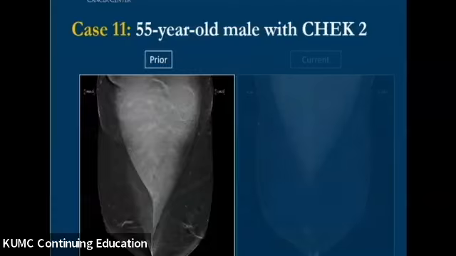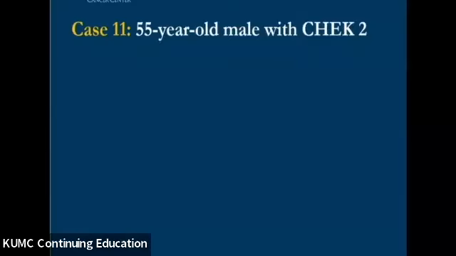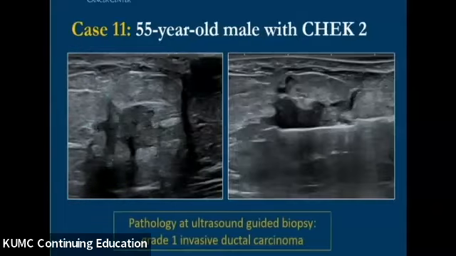On the left here, we have our prior examination. On the right is our current examination, where you can see a change in his gynecomastia on both sides, but also a spiculated mass there in the upper right breast. This was visualized on ultrasound, underwent ultrasound guided biopsy, and is a grade 1 invasive ductal carcinoma.